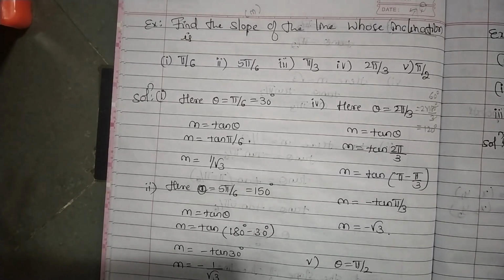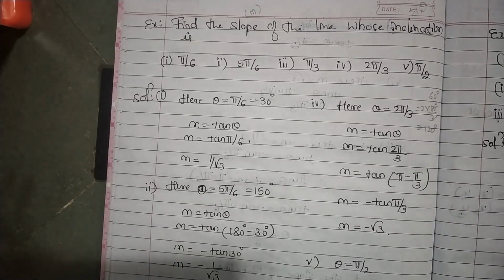So, what is the condition for parallel lines in terms of slopes? That is m1 is equal to m2. If slopes are equal, that implies that the given lines are parallel. If the given lines are parallel, which implies that their slopes are equal.